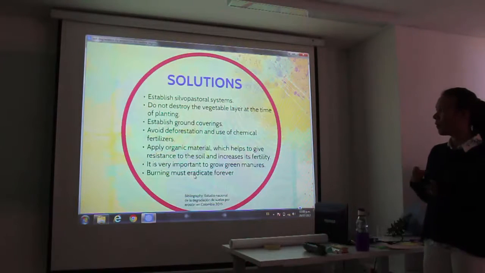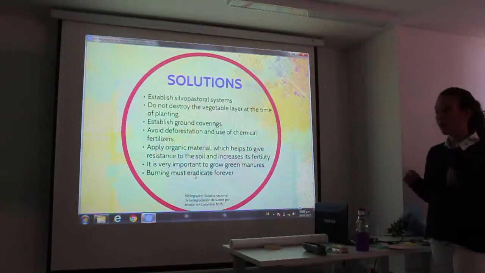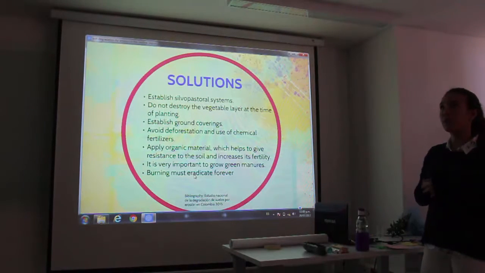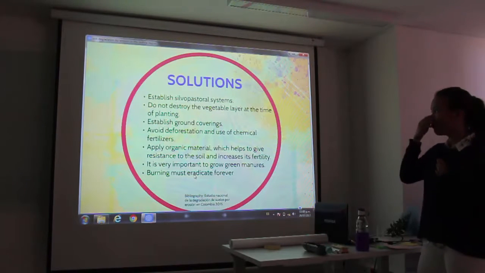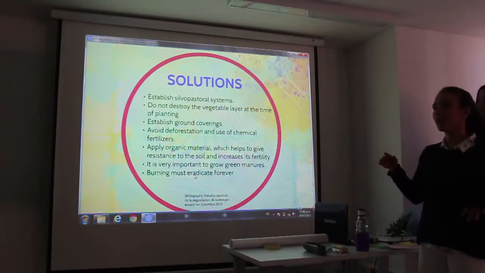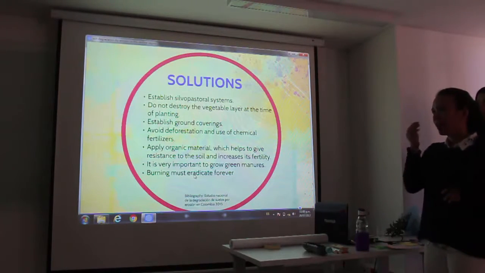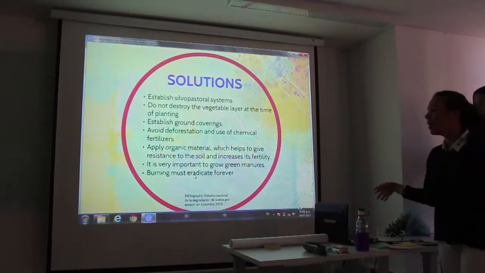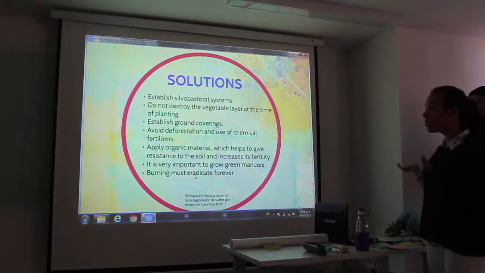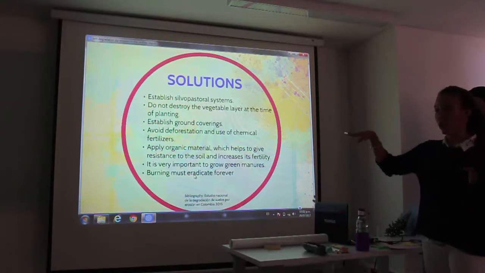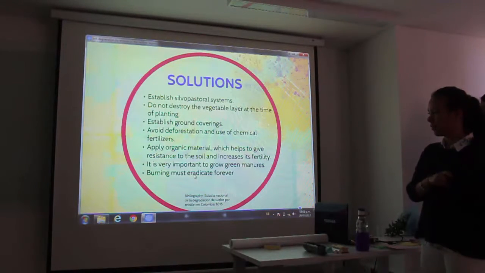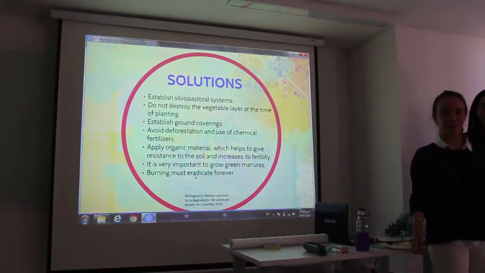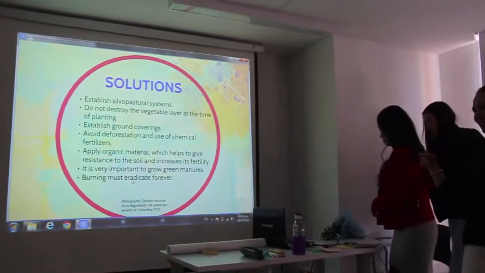Burning must be eradicated forever, because this area is very dry and more exposed to burnings. In some seasons of the year this zone has a high level of tourists, and in these seasons they provoke more burnings in the forest. We have a little experiment about the topic.